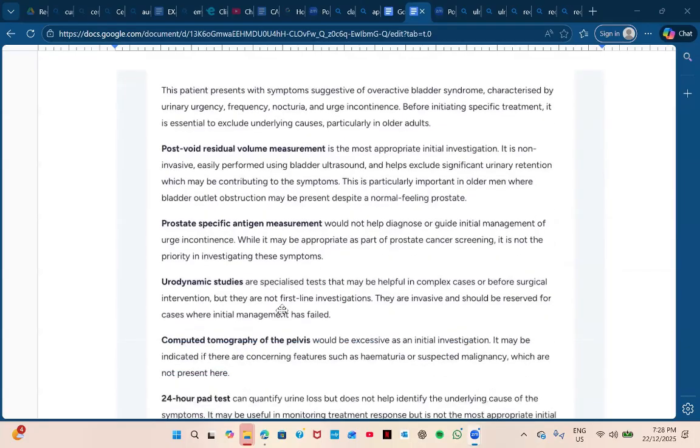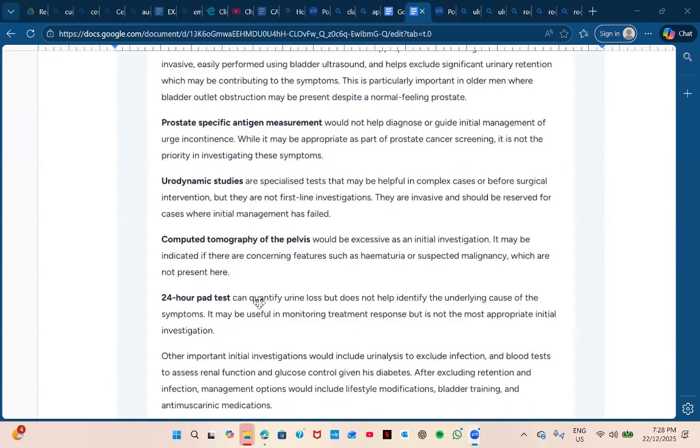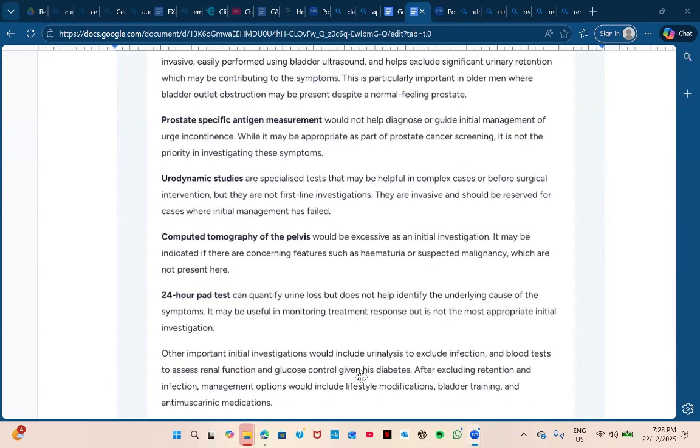Why not urodynamic studies? They are specialized tests that may be helpful in complex cases or before surgical intervention, but they are not the first line investigation. So, what is the 24-hour pad test? It can quantify urine loss but does not help to identify the underlying cause of the symptoms. It may be useful to monitor treatment response but is not the most appropriate initial investigation.